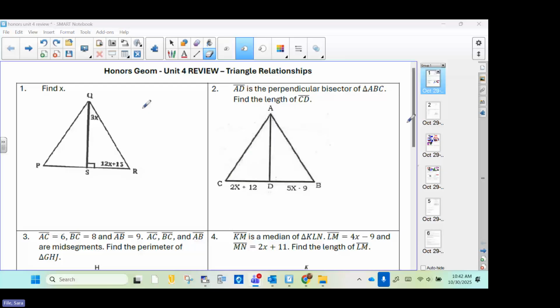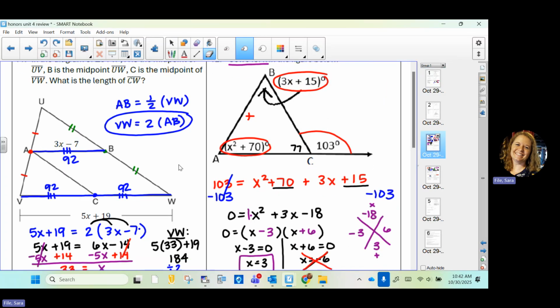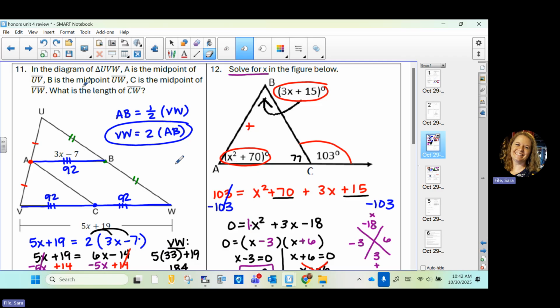Unit 4 review. First question asked is number 11, which I did already go over in my other class. So here it is, worked out, but I'm going to walk you through it. It says in the diagram, A is a midpoint. So I mark it with tick marks on both sides.